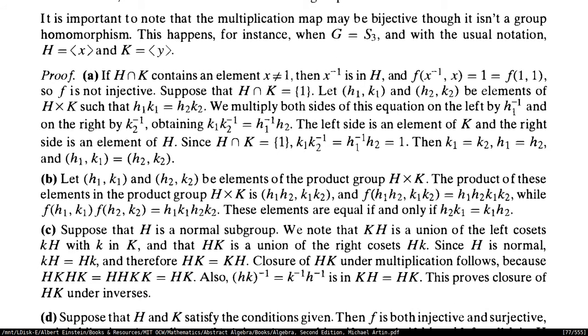Okay, so B is pretty straightforward. B says that the homomorphism is possible if and only if the elements of the subgroups commute. So you take two ordered pairs of the product group again. The product of these elements in the product group H cross K is (h1h2, k1k2), right? So that's the product. Now if you map this product, you're going to get h1h2 times k1k2.